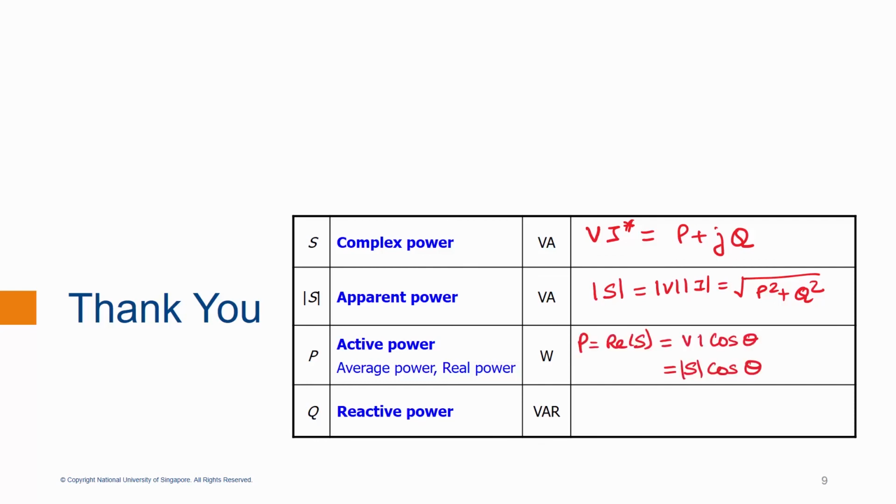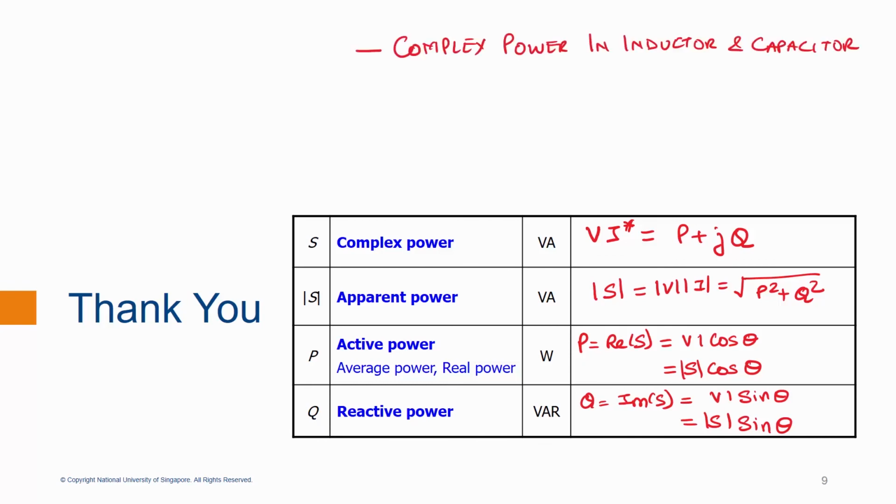The real power is also called the active power or the average power and is P, which is the real component of the complex power, and is equal to VI cos theta or S cos theta with units of watts. The reactive power is the imaginary component of the complex power and is equal to VI sin theta or S sin theta with units of volt ampere reactive or VAR. We also derive the complex power in an inductor and capacitor and then examine the complex power for loads connected in series and parallel.